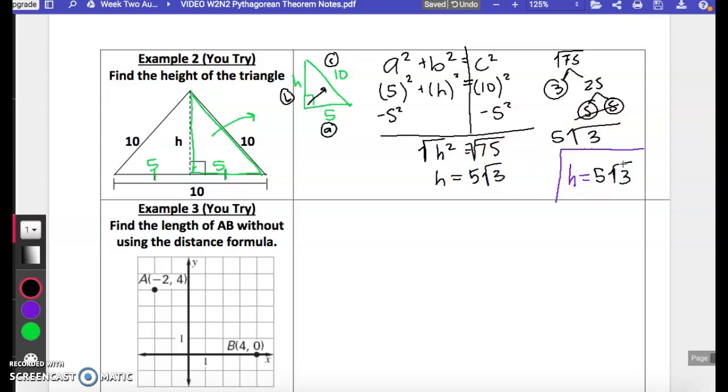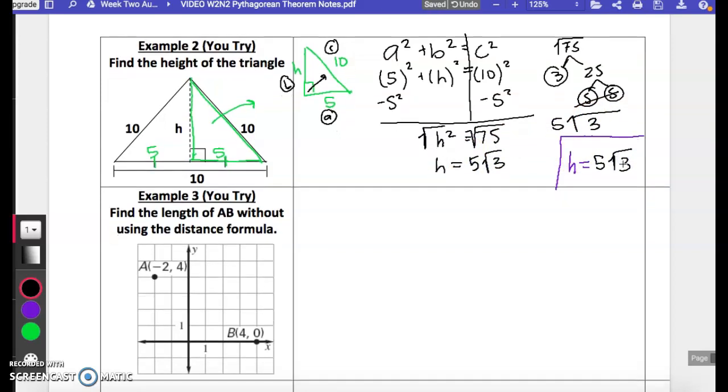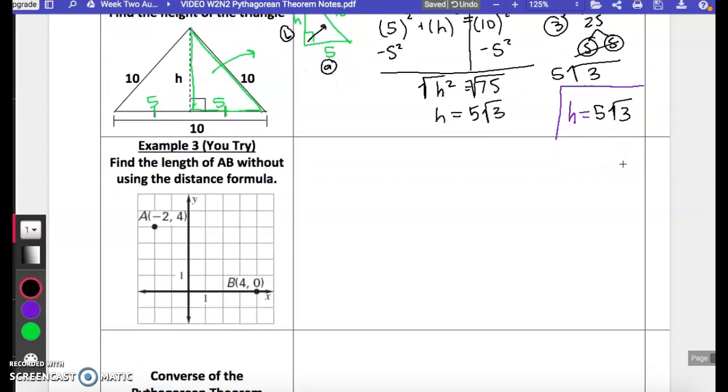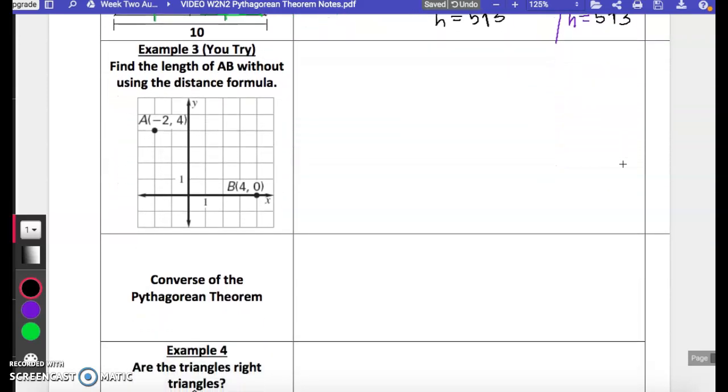Okay, example 3. I want you to see if you can figure out how to draw the triangle on this one on your own. So what are we trying to find? Find the length of AB without using the distance formula. Don't worry if you don't know what the distance formula is because it says right there, don't use the distance formula. So we are looking for AB. We need to know how far it is from here to here.